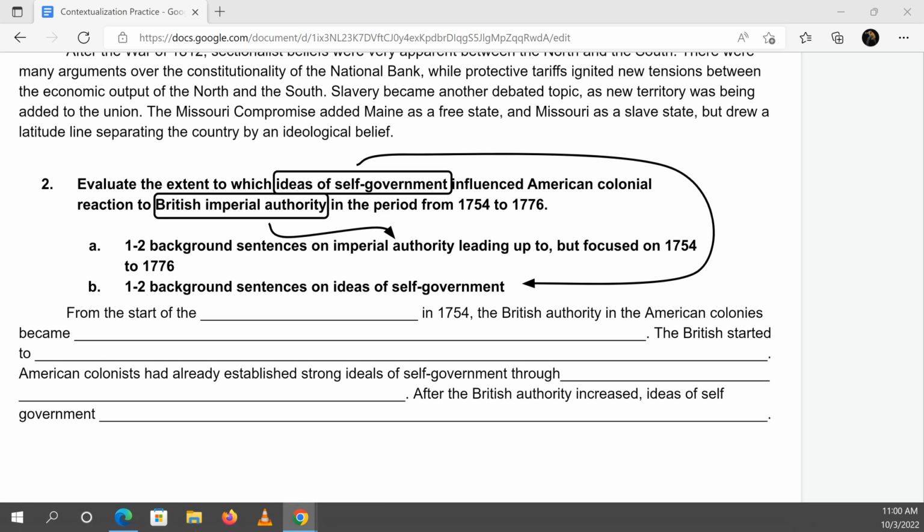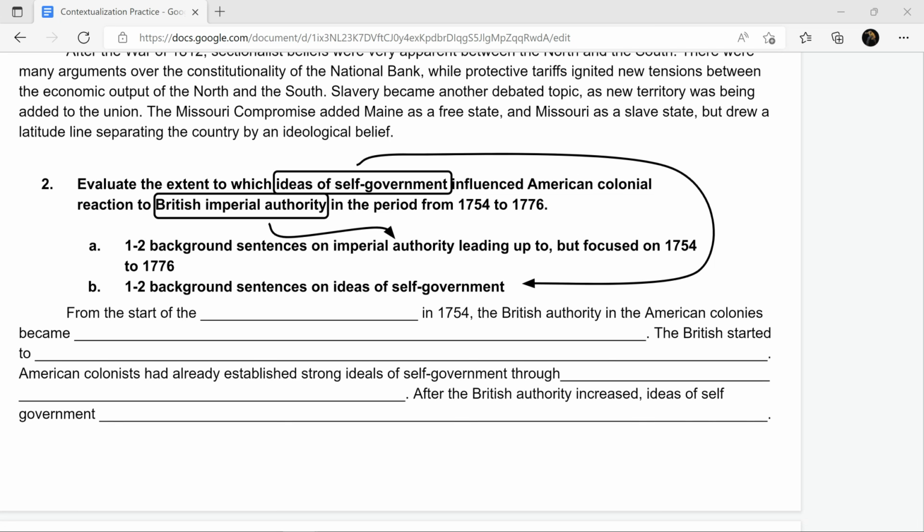So then I have here, American colonists had already established strong ideas of self-government through salutary neglect. After the British authority increased, ideas of self-government would also increase. I just kind of said it. So listen to it. After the British authority increased, ideas of self-government what? Also increase. We got 2 sentences. We're looking pretty good. Does everybody got me on that? So what I'm saying is that this is obviously more in this example, but if you got those 2 sentences, you're looking pretty good. Does everybody got me on that? You have obviously did some contextualization. Does everybody got me on that?